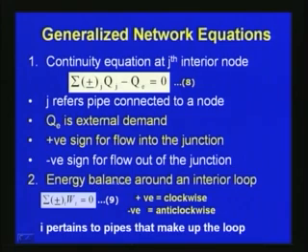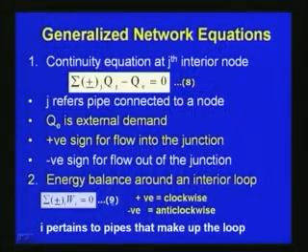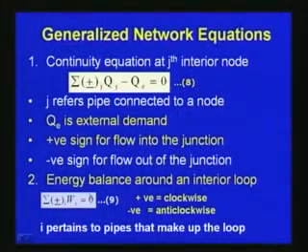And then the next generalized equation is the energy balance around an interior loop. As in the earlier case, there were 2 loops, but depending upon the problem, any number of loops may be there, and for each loop we can write the equation. So the energy balance around an interior loop we can write as sigma plus or minus Wi is equal to 0, as in equation number 9. Here we consider positive as clockwise and negative as anti-clockwise, where i pertains to the pipes that make up the loop. So this is the second generalized equation, and the first one is the continuity equation.